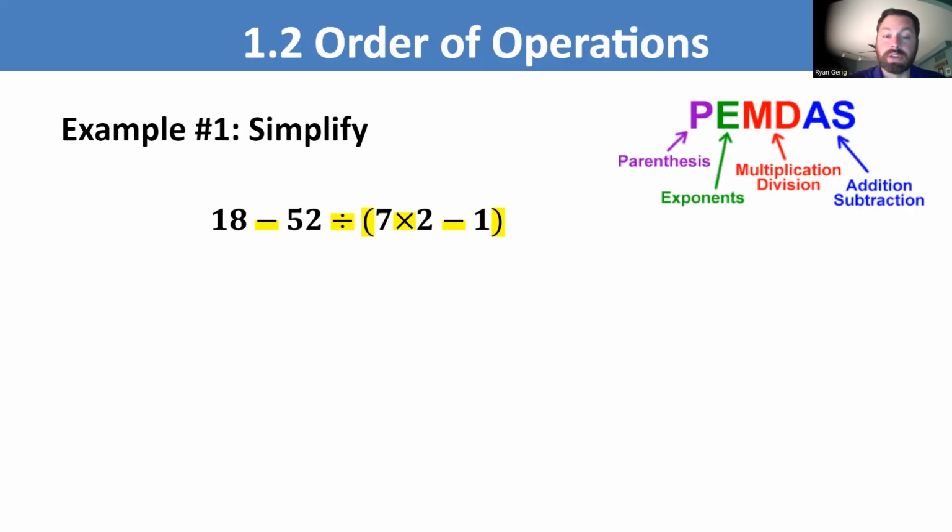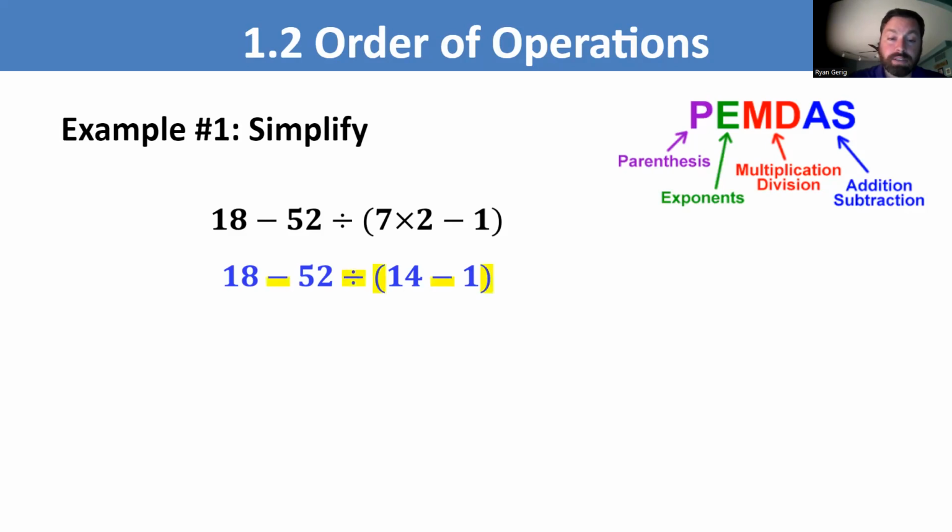PEMDAS is coming into effect here. So there's the parentheses, and there's the multiplication that goes with it. That gives me 14. It's the only step that I've done so far. So what I'm going to do is drop everything that I haven't done yet. So that's the -1. Parentheses are still there because I haven't completely simplified that yet. And the 18 and 52 drop down.